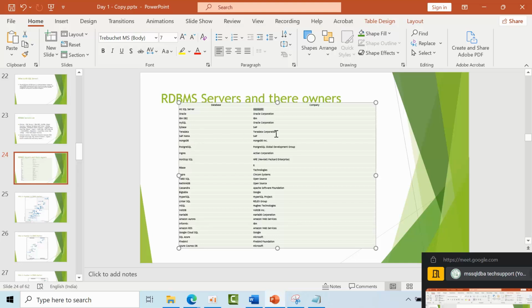Okay, Teradata, Teradata Corporation. Sir, MongoDB and the PostgreSQL Global Community Group. Sir, all these databases have their respective owners.